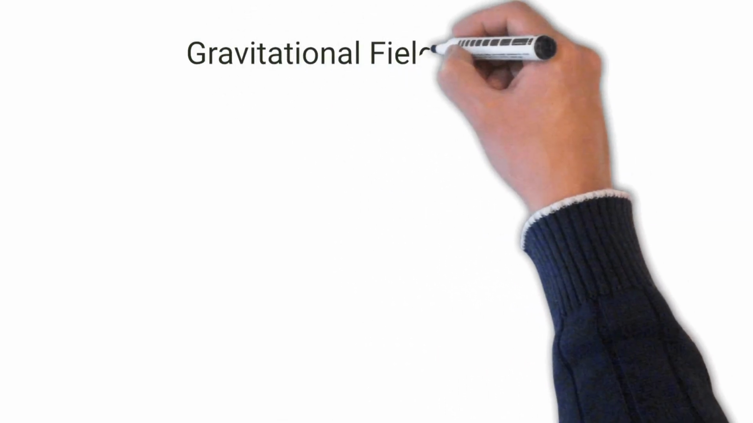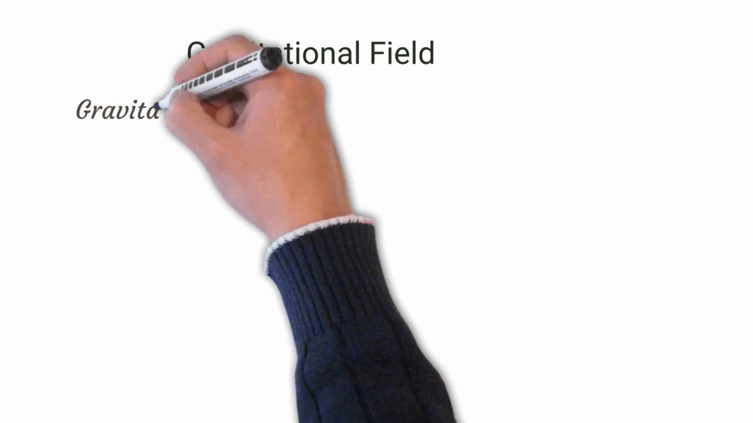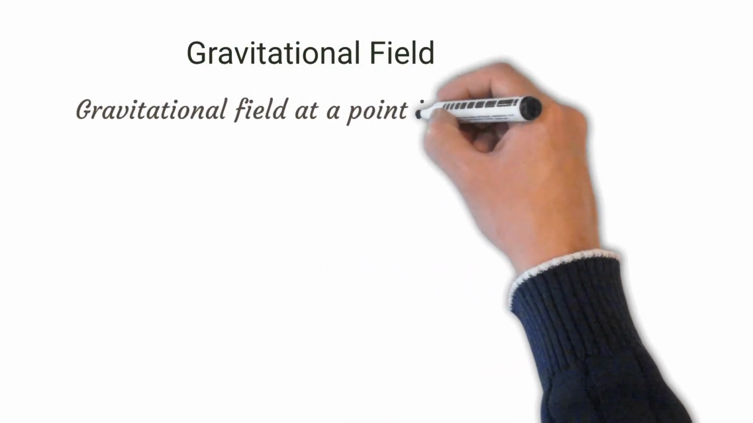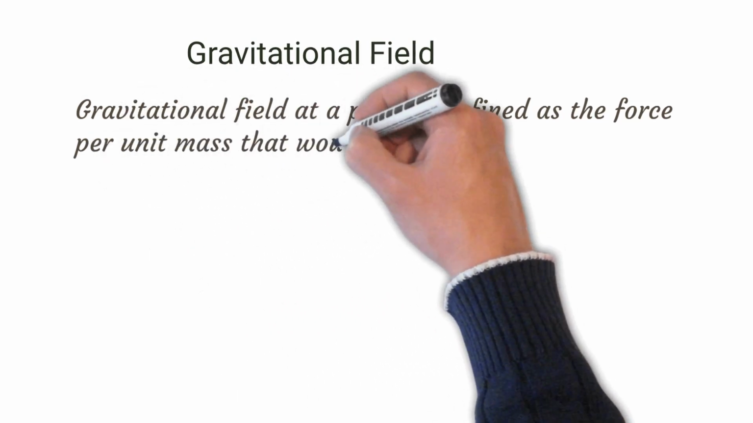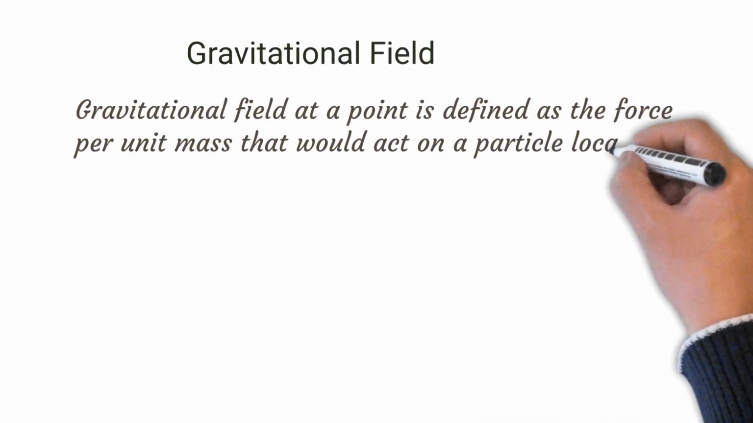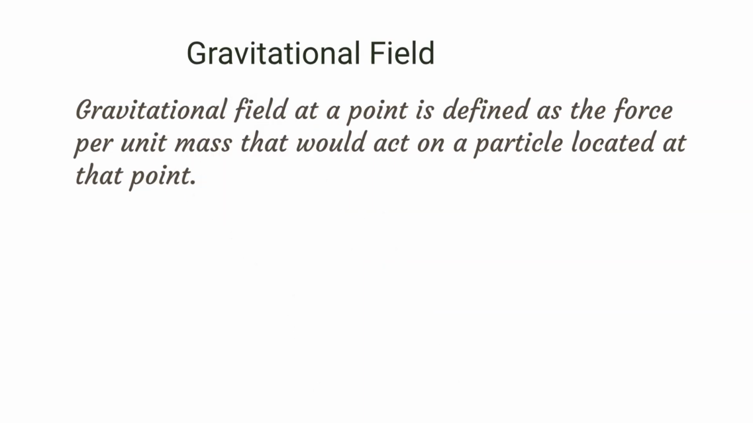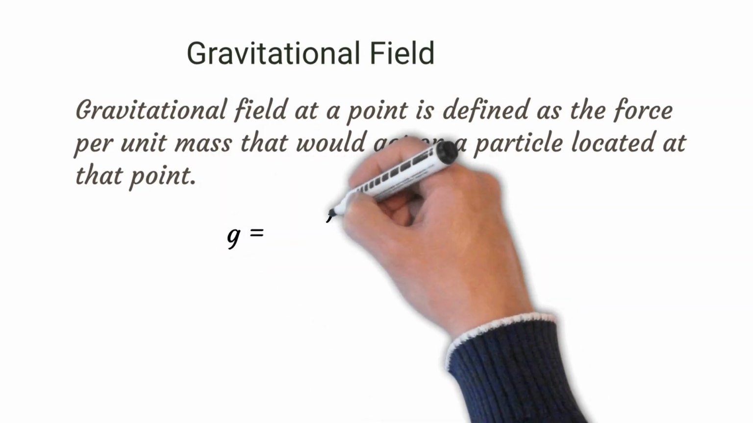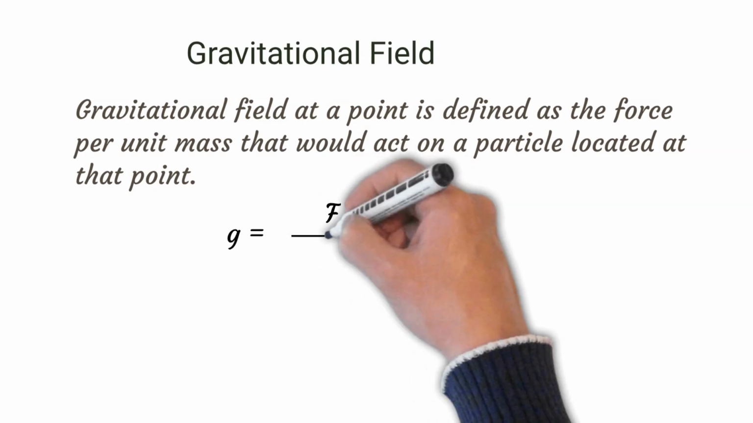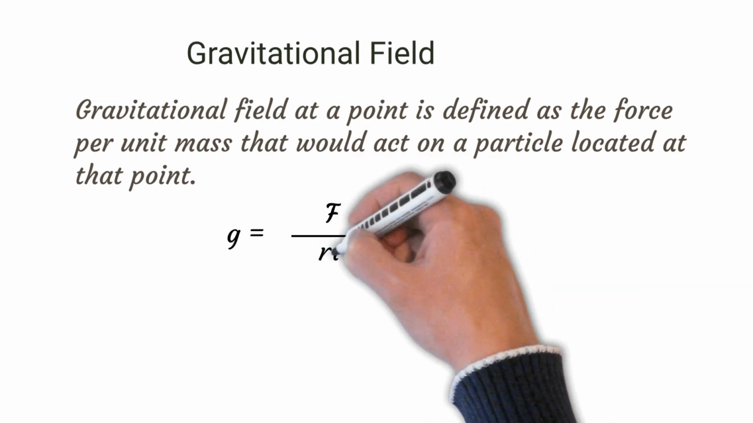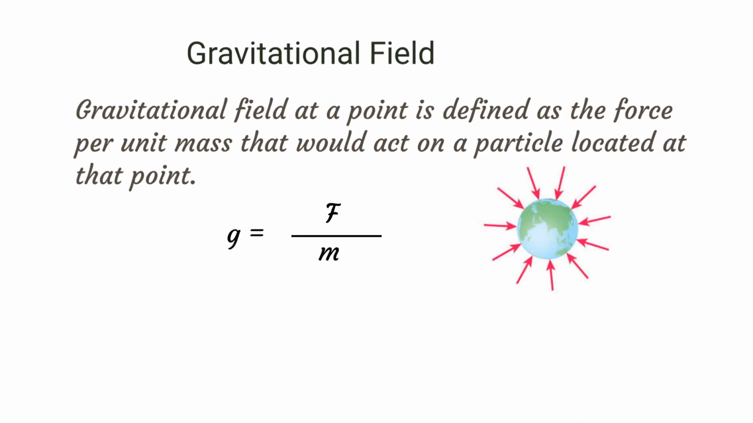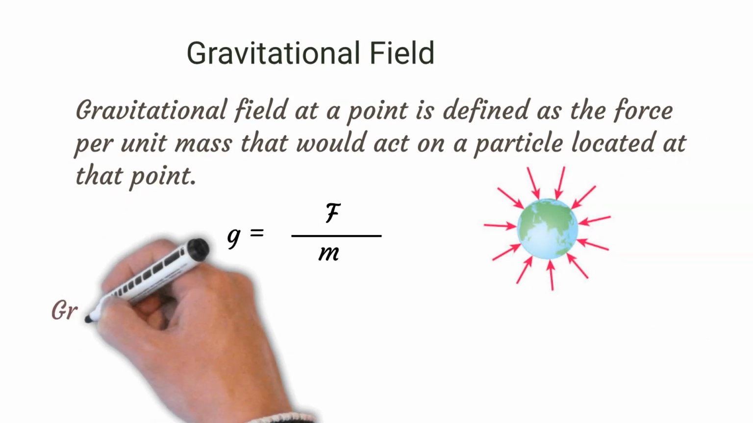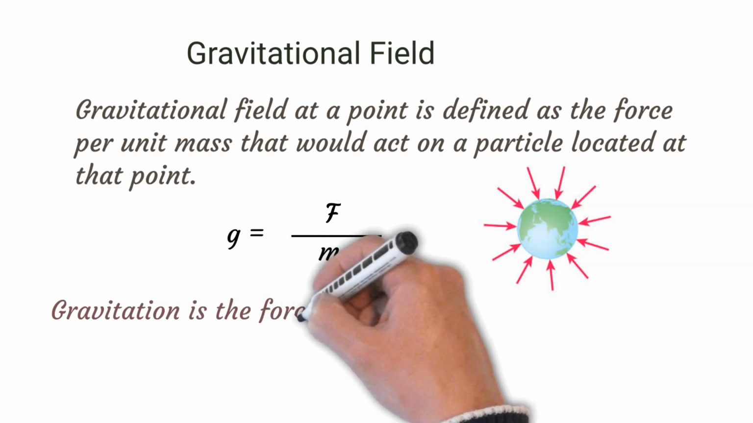Now let's go into gravitational field. What is gravitational field? It at a point is defined as the force per unit mass that will act on a particle located at that point. The force per unit mass. Mathematically, g is equal to F over m. The force per unit mass that will act on an object. That's gravitational field.